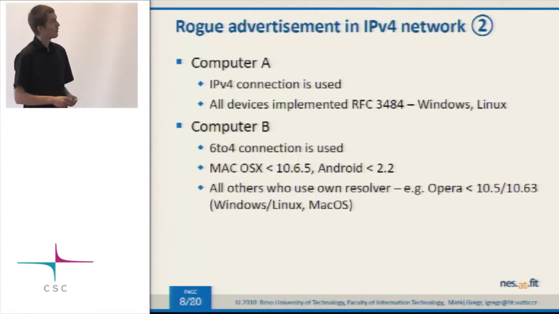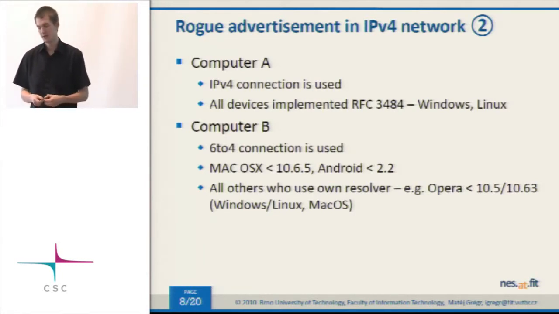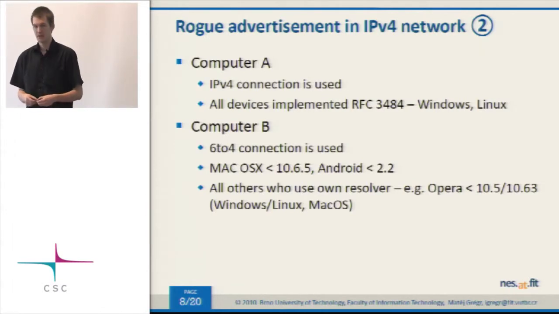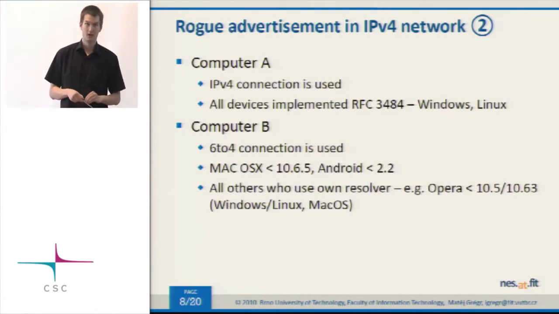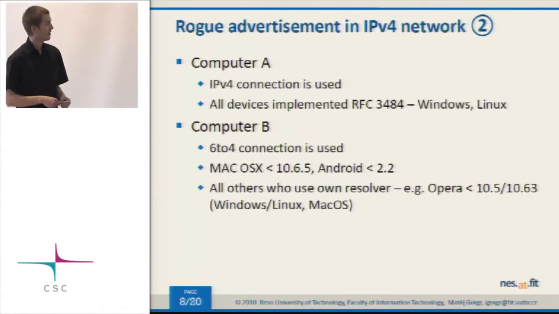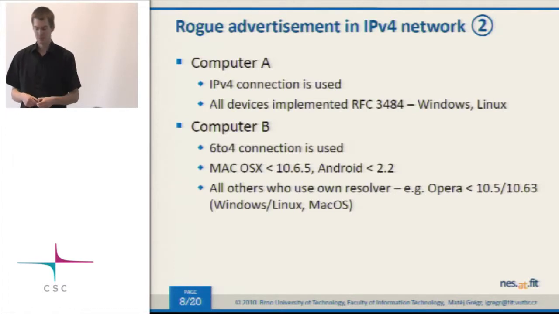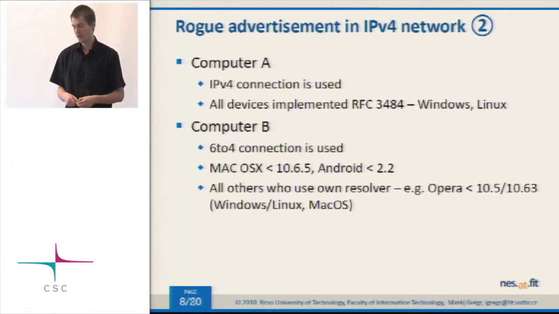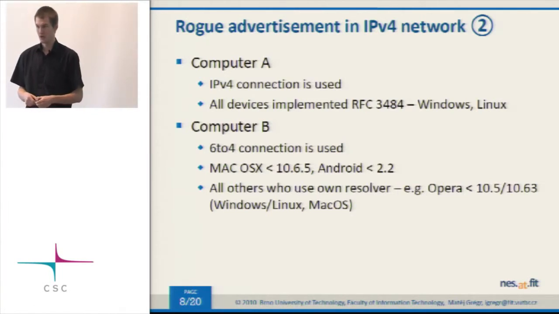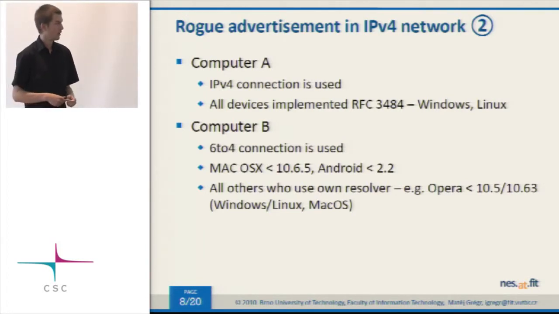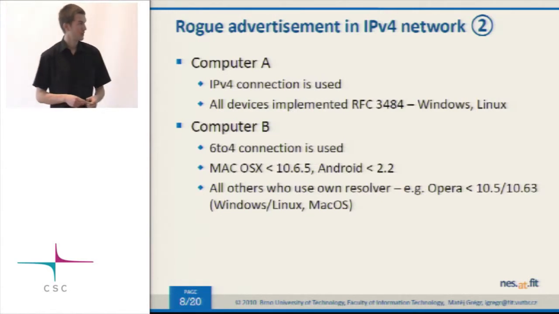The IPv4 connection will be used if the devices or operating system implement RFC 3484. It's the preferences of addresses, so 6to4 has lower preference. That's because it's usually broken. As we heard yesterday, there are several problems with previous versions of Mac OS. For example, Android prior to 2.2 also uses IPv6 with high priority, and all other software that uses its own resolver, for example, Opera, as mentioned yesterday.